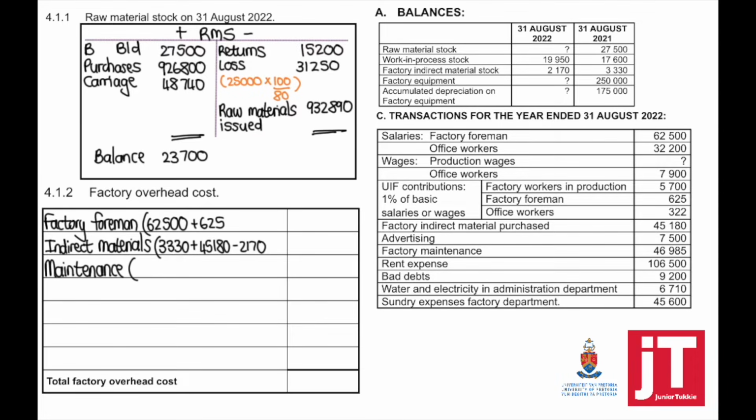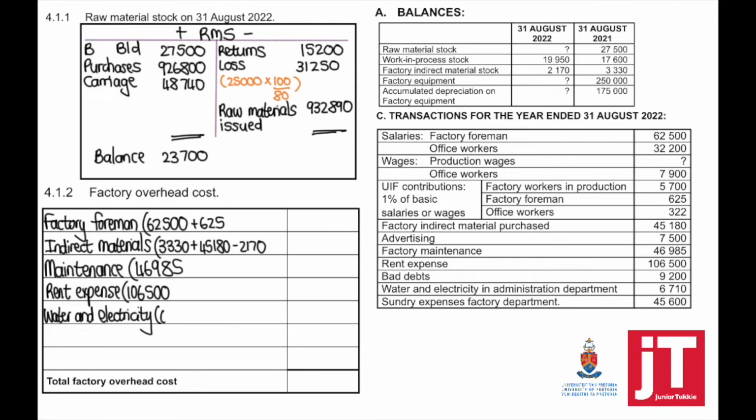Maintenance, remember advertising, do not include it. It forms part of your selling and distribution cost. Factory maintenance in brackets, 46,985. Rent expense in brackets because we need to look at how did we distribute those expenses. Bad debts, do not include this into your factory overhead cost. This will go to your selling and distribution cost.